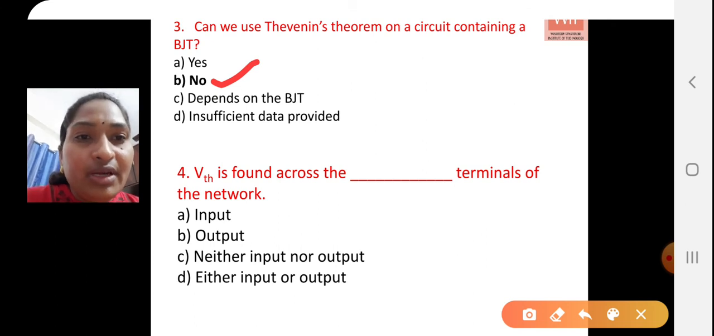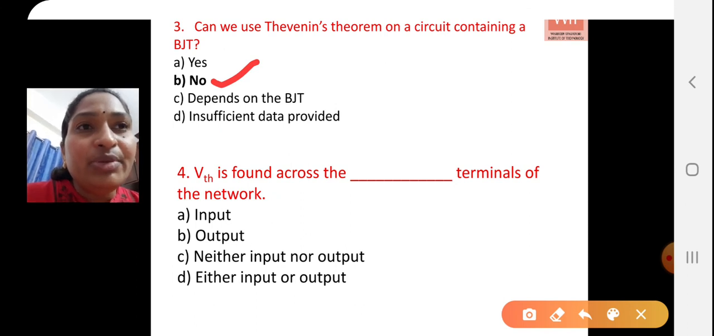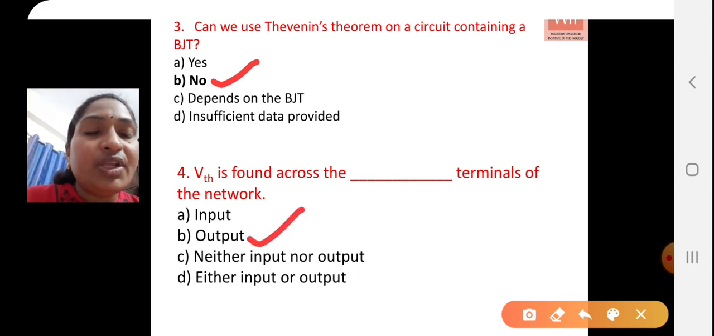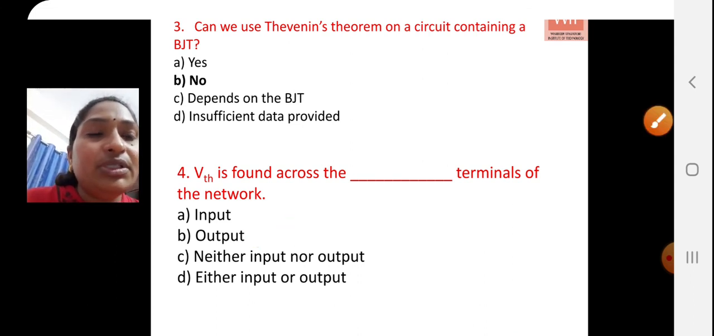Next, V Thevenin is found across which terminals of the network? Usually after removing the load resistance branch, the branch will be open circuited, and across it we find the Thevenin's voltage. So the answer is output terminals of the network.